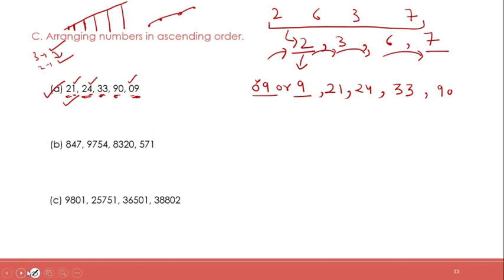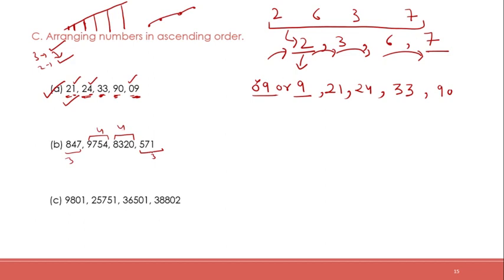Try this second question. Pause the video for a second and try to figure it out: arrange it in ascending order. I hope you get the answer right. So let's check. Here we have 4 numbers. 2 have 3 digits and 2 have 4 digits.